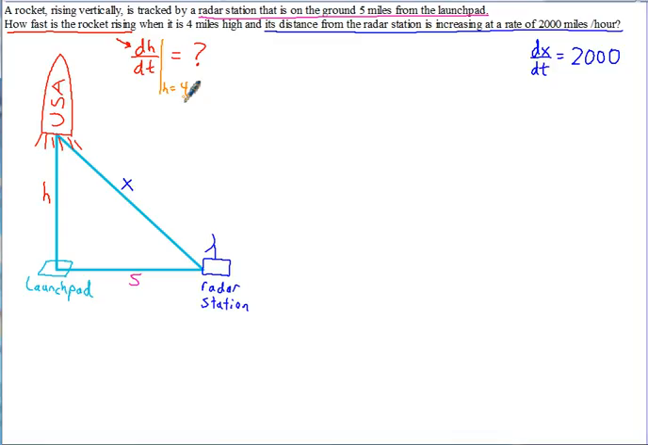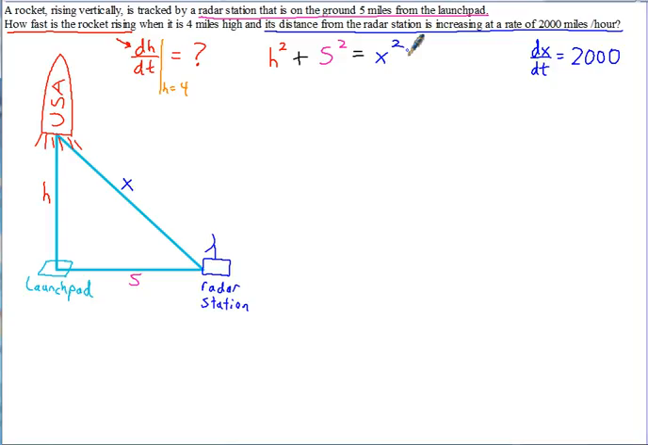So now let's look at our diagram, and let's set up an equation that would relate h with x. In this case, you can see we've got a right triangle here, so we can use the Pythagorean theorem. So we can say h squared plus this side, the big squared, is 5 squared, equals the hypotenuse x squared. Okay. So that's the equation that relates them.